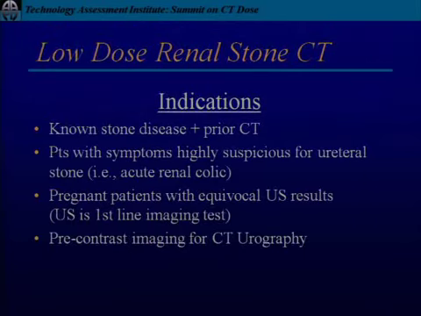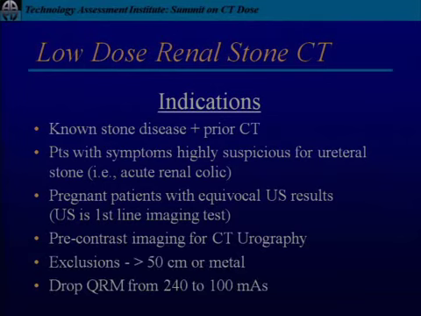And we implement this in our practice. So as an example, our low-dose stone protocol we use for patients with known stone disease and a prior CT. This is the overwhelming majority of the patients that we use it for, and we actually track that as a quality measure in our practice. And we also use it as a pre-contrast imaging for CT urography. So, of course, we're going to exclude patients that are very large, or have metal in their backs, but we drop the quality reference mAs from 240 to 100 mA. So you can see that translates into a large dose reduction.